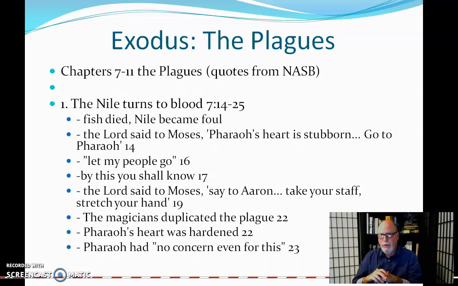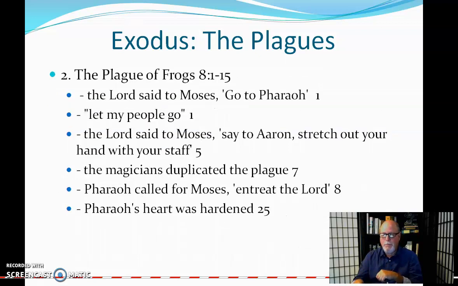Chapters 7 through 11 detail for us the plagues. And we see 10 of those, beginning with first the Nile, which turns to blood. The fish die. The Nile becomes foul. But Pharaoh's heart is stubborn. The second plague is that of the frogs in chapter 8.